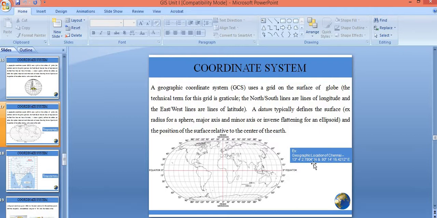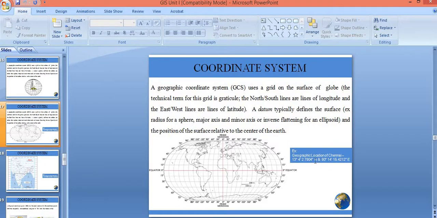Just for an example, you can see here the geographic location of Chennai is 13 degrees 4 minutes 2.7804 seconds north, and 80 degrees 14 minutes 15.4212 seconds east. Now you could see there are two values. 13 degrees 4 minutes 2.7 seconds north and 80 degrees 14 minutes 15.4212 seconds east. Now what is this?